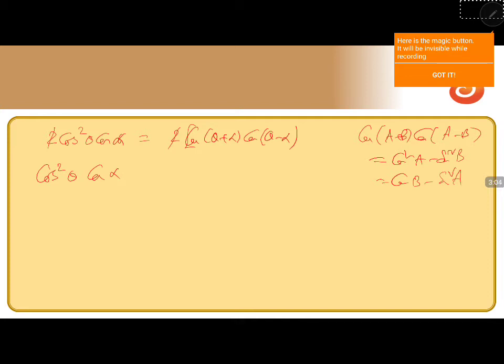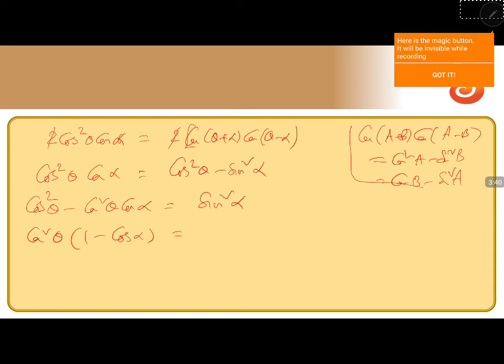Now here you apply one of that formula. Since you have cos² θ, you write this as cos² θ − sin² α. You bring sin² α to one side and cos² θ cos α to one side. Cos² θ − cos² θ cos α is equal to sin² α. Take cos² θ common: cos² θ into (1 − cos α). Sin² α can be written as 1 − cos² α, which is (1 + cos α) into (1 − cos α).